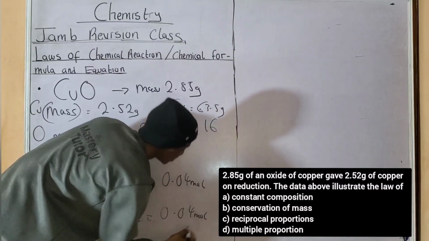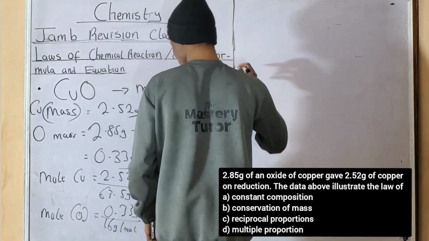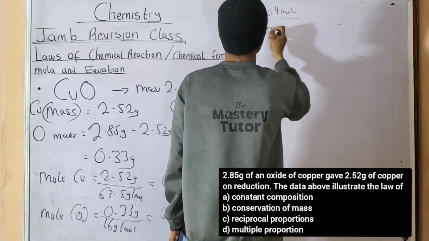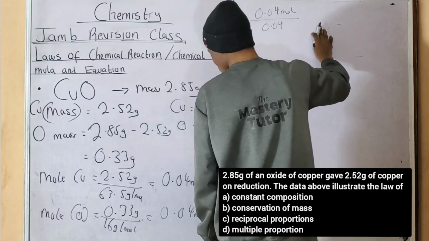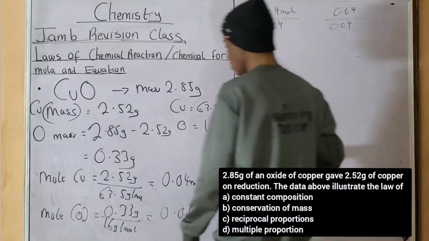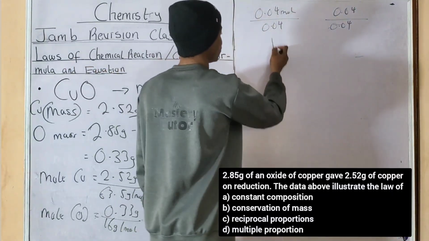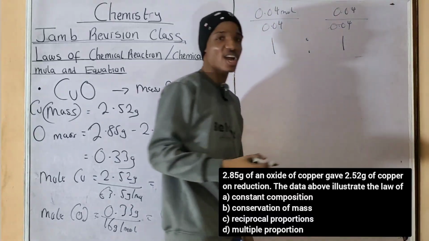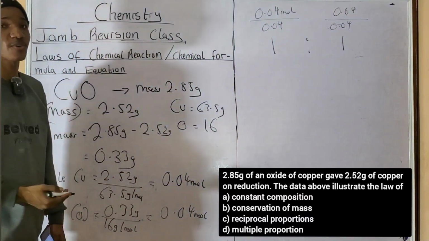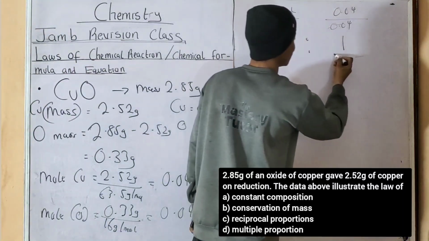Okay, so we divide by 0.04. Here I'm going to have 0.04 all over 0.04, and that of oxygen as well, 0.04 all over 0.04. You know that we are going to divide by the smallest, but you can see that both of them are the same, so the ratio will be 1:1. I hope you understand. It's simple. It's just like calculating the empirical formula of a compound. So you can see that the ratio here is 1:1.